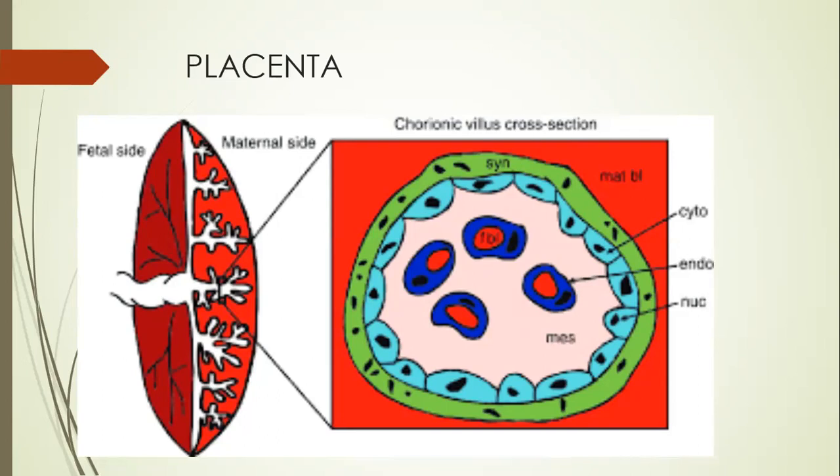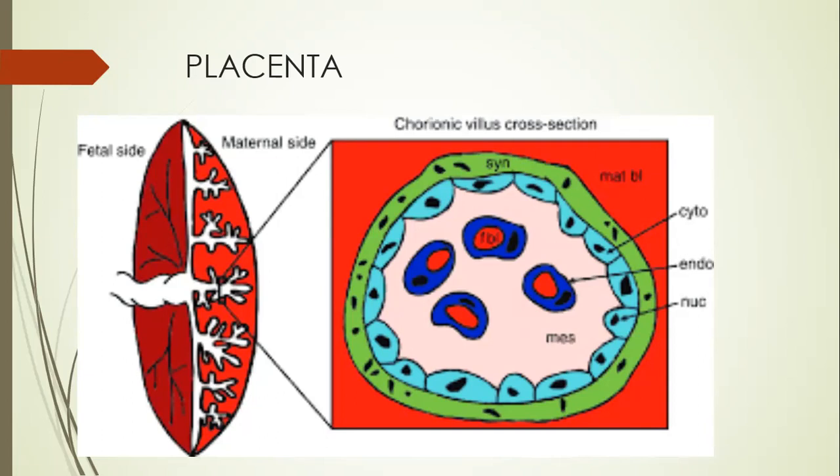Next is uteroplacental circulation. The uteroplacental circulation is through the intervillous space. The blood volume of the mature placenta will be 500 ml, and the blood volume of the intervillous space is 150 ml, and the blood flow will be 500 ml per minute.